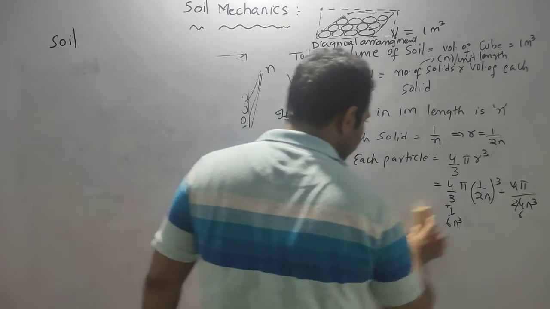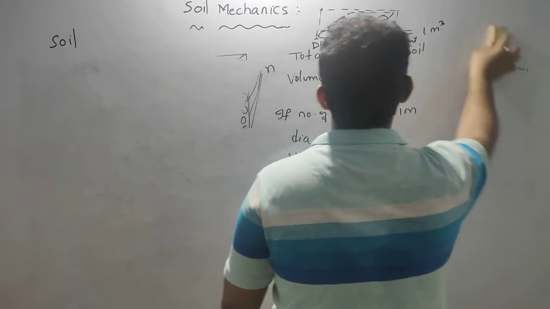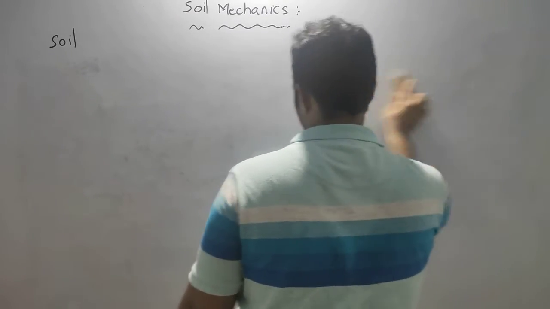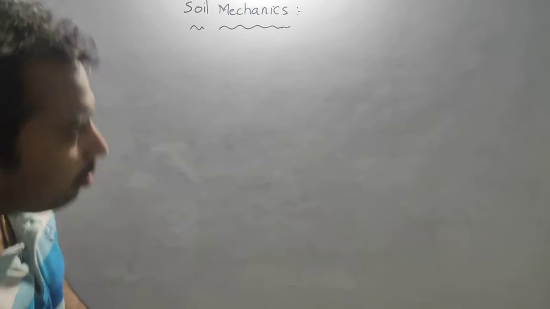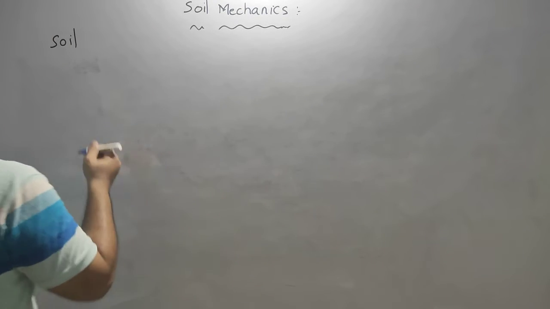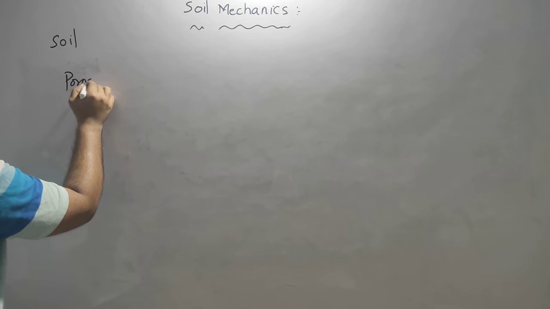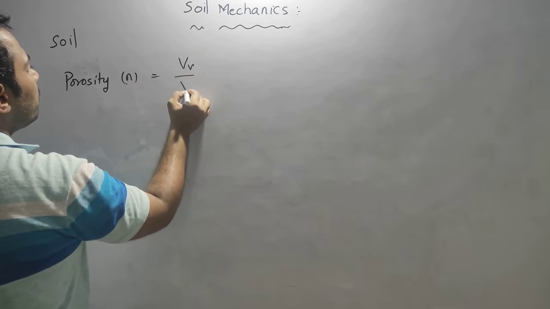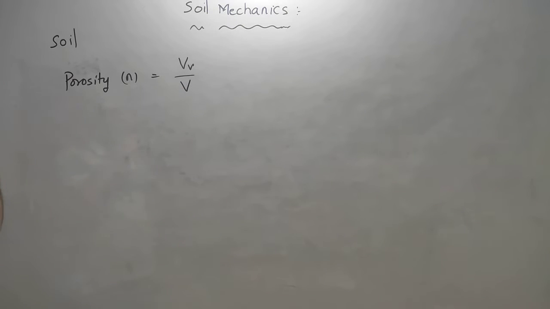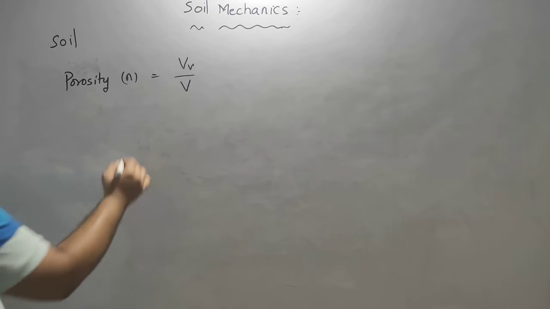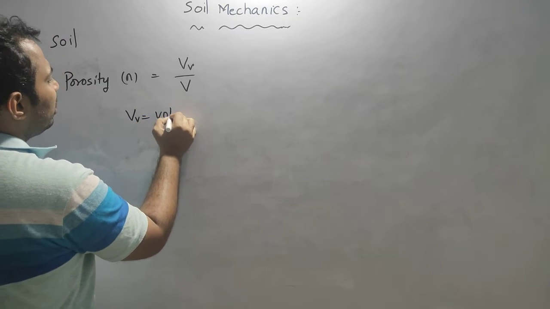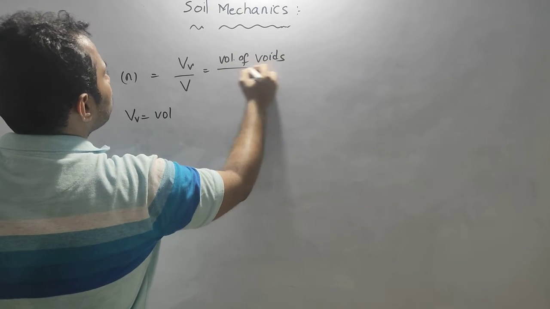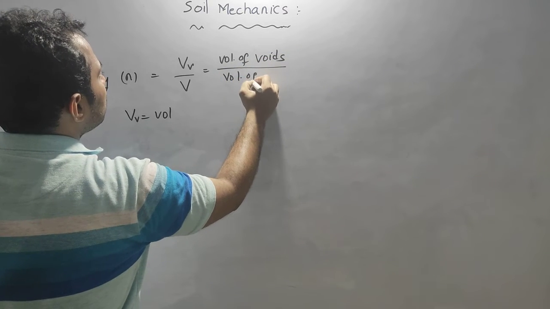Next is porosity. So what is meant by porosity? Porosity is nothing but the ratio of volume of voids by total volume of soil. Volume of voids by total volume of soil. So volume of voids, or else I will write volume of voids by volume of soil.